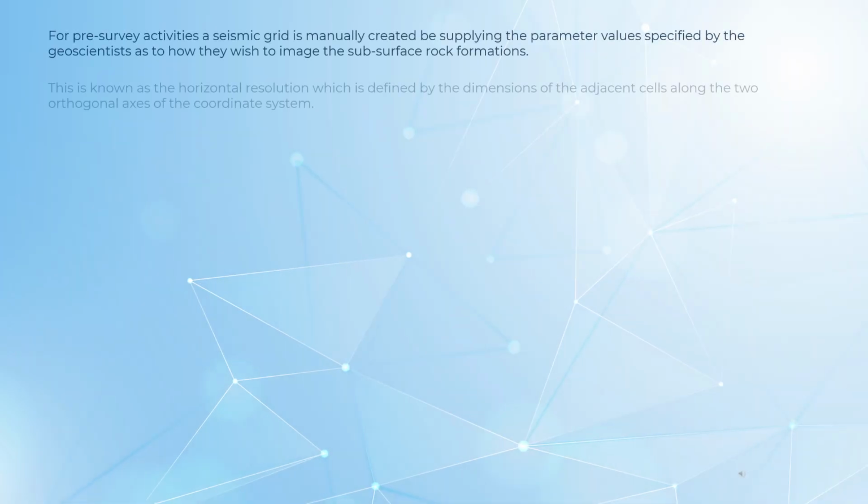For pre-survey activities, a seismic grid is manually created by supplying the parameter values specified by the geoscientists as to how they wish to image the subsurface rock formations. This is known as the horizontal resolution, which is defined by the dimensions of the adjacent cells along the two orthogonal axes of the coordinate system.